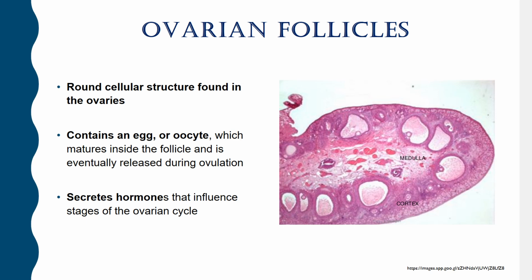These ovarian follicles are found in the cortex of the ovary. Your ovary has two sections, the cortex in the outer layer and the medulla in the middle. All these roundish cellular structures that you are seeing here are the ovarian follicles. You can see them in various stages of development around the cortex of your ovaries. The ovarian follicles play an important role in secreting hormones during the ovarian cycle, especially your progesterone and your estrogen.